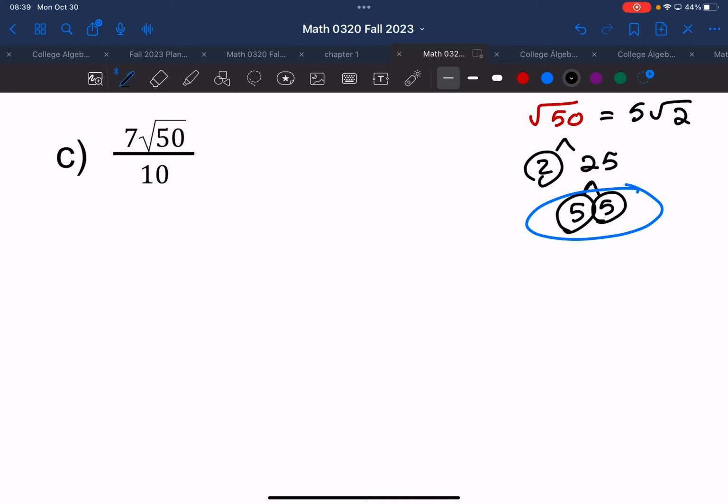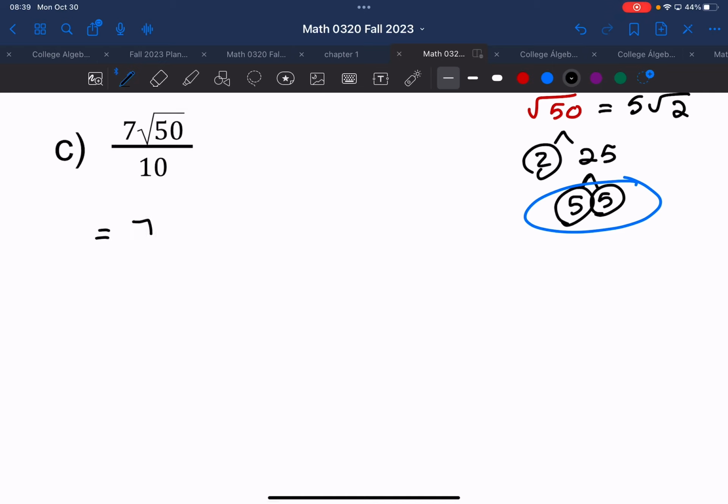So I am going to rewrite this problem as 7 times 5 square roots of 2 over 10, because all we did is that we simplified the square root of 50 to 5 square roots of 2. That 7 and the 10 are still part of the problem. What would be our next step?